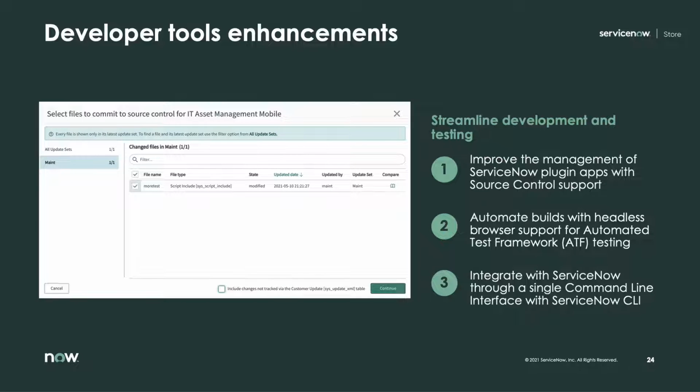Previously, if you remember, we've always supported custom scoped apps. We did ServiceNow store apps and global apps. And now with Rome, we can also use source control to configure apps based on ServiceNow scoped plugins.